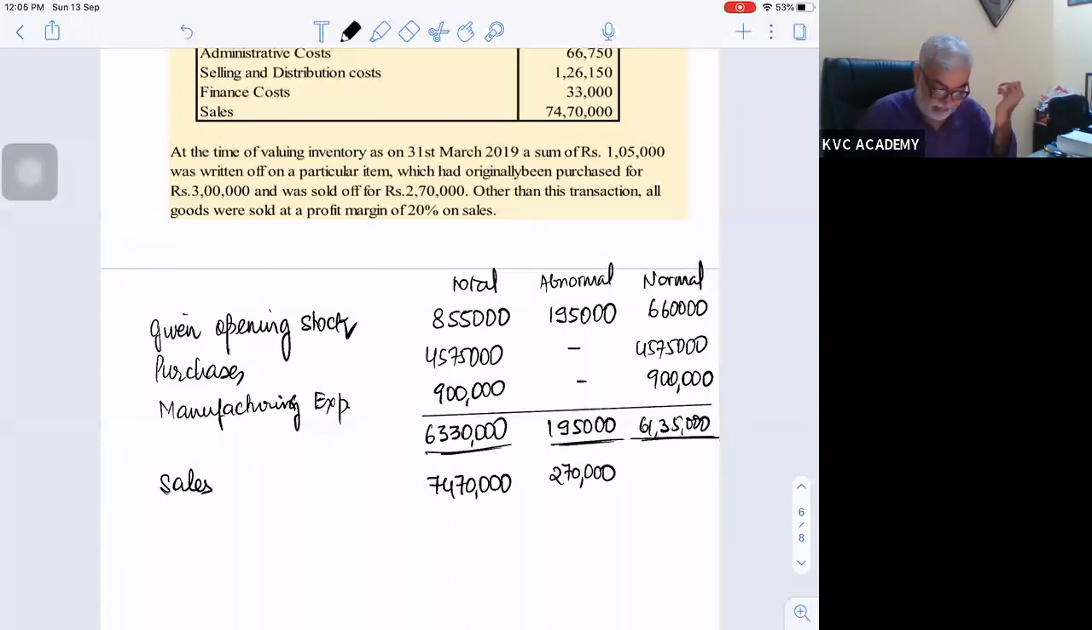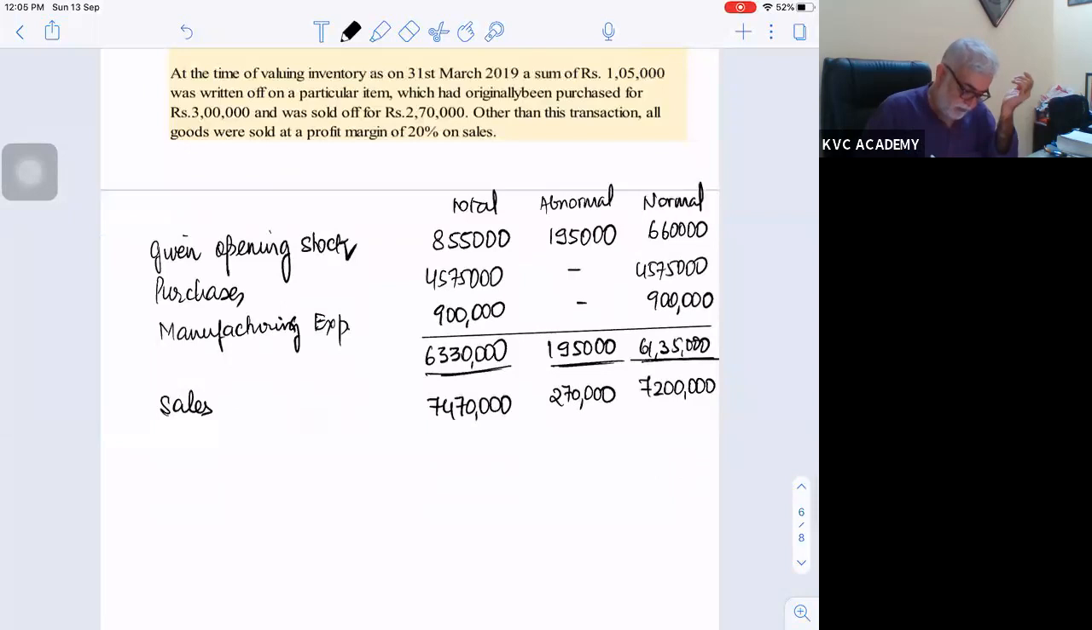Okay. So other than that, the sales would have been 72 lakhs. What is the gross profit on this? An item of 195 I have sold for 270. So what is the gross profit I get?